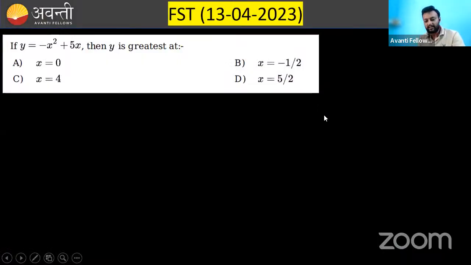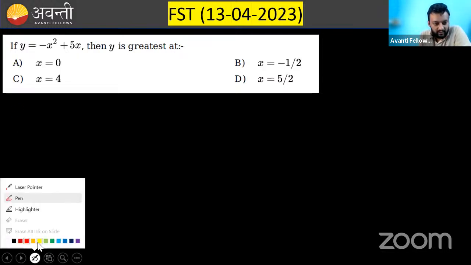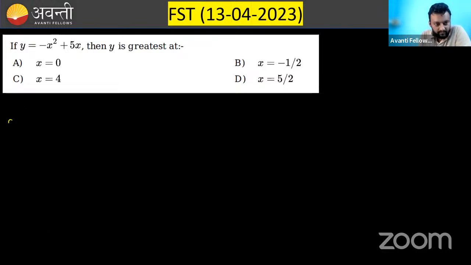This is the first question. That's why it is here. And it is a very simple, fundamental question. It doesn't belong to any chapter. The question says y is equal to minus x square plus 5x, and they are asking you the maximum value of y.